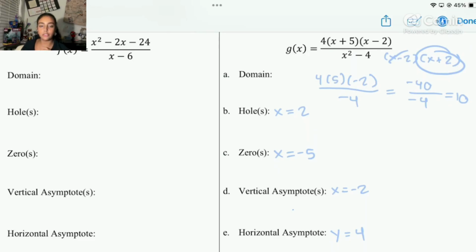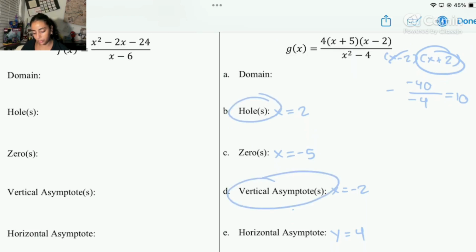And for your domain, you just don't want to include your holes or your vertical asymptote. So it's going to be negative infinity to negative 2, negative 2 to 2, and 2 to infinity.